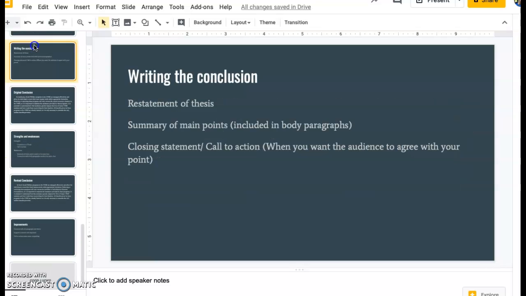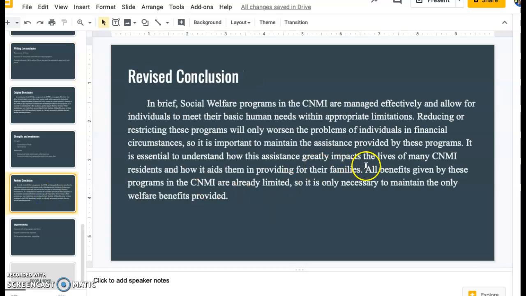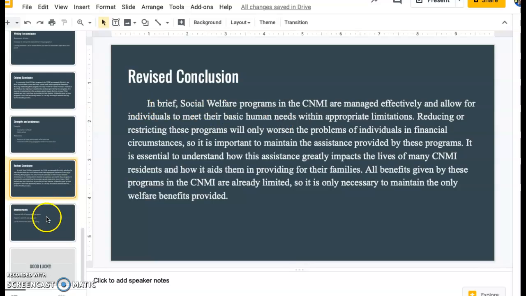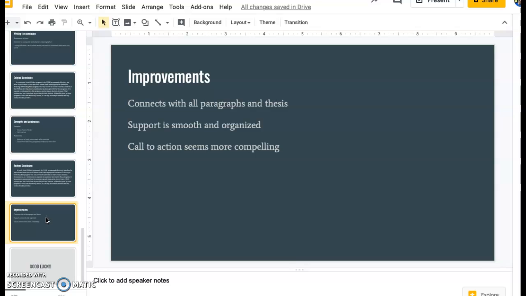And a call to action basically is when you want your audience to agree with your point. And so they do, because once you include support that is a lot more related to your entire essay, they will understand and most likely agree with your point.